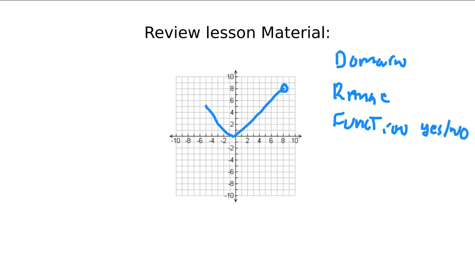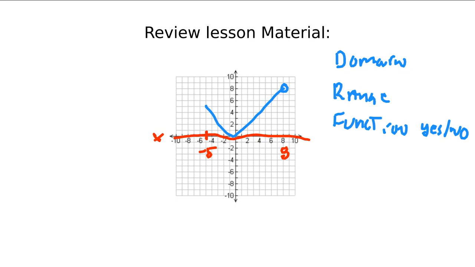First thing you want to do, when I look for domain and range, I look for domain first. I look on the x-axis. This is the x-axis right here in red. Okay. How far over is the graph? Well, it looks like it stops at -5 here, right? And it looks like it goes to +8. That is my domain.